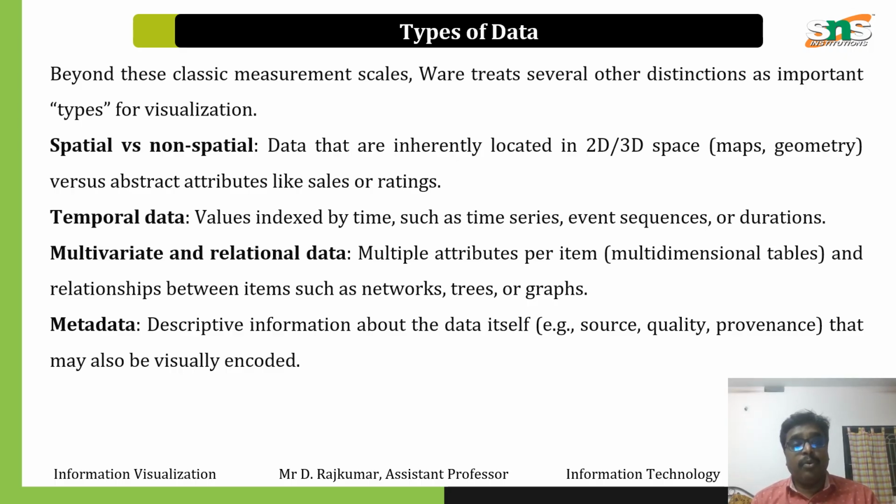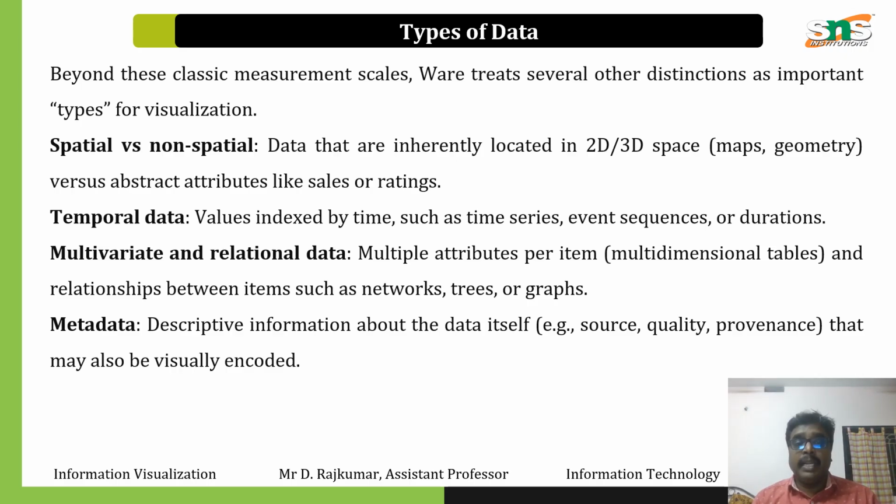Next is the temporal data, where values are indexed by time, such as series or sequences or durations. Sometimes we encounter multivariate and relational data, where we provide multiple attributes per item. For example, if we have a student, we will have first name, middle name, last name. There is going to be some relationship between those items, which may sometimes be represented in networks, or sometimes in trees or graphs.